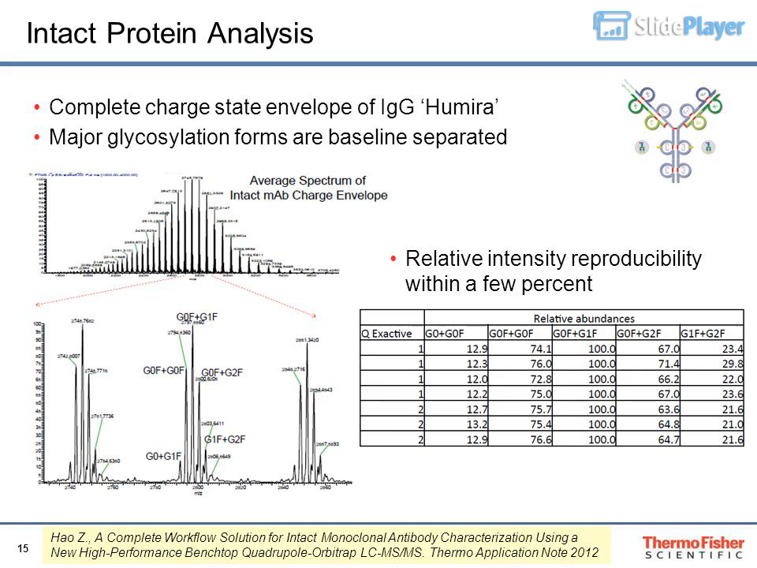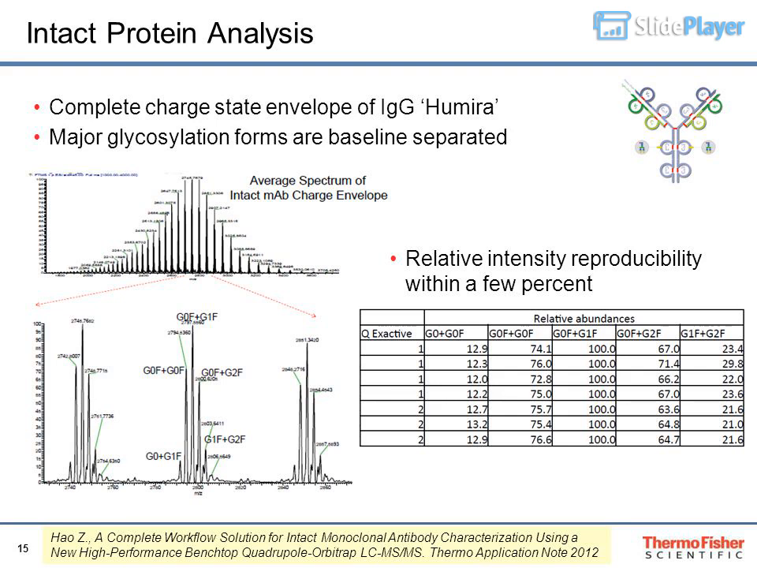Intact protein analysis. Complete charge state envelope with Humira. Major glycosylation forms are baseline separated. Relative intensity reproducibility within a few percent. 5 micrograms of MAB were desalted and eluted from a ProSwift RP-10R monolithic column using a 15 minute gradient and analyzed using ESI-MS on the Q Exactive.